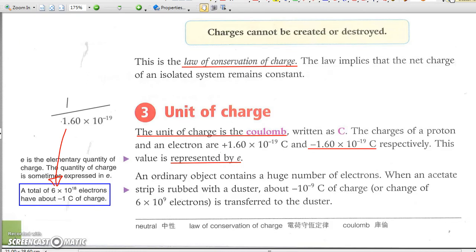Part 3. Unit of charge. The amount of charge is measured in coulomb. You may know an electron carries 1.6 times 10 to the power negative 19 coulomb of charge. So a coulomb is a very small unit. 1 over 1.6 times 10 to the power negative 19 electrons amounts to just 1 coulomb of negative charge. An acetate strip typically loses 10 to the power negative 9 coulomb of electrons when it is charged by friction. Now try checkpoint 1.